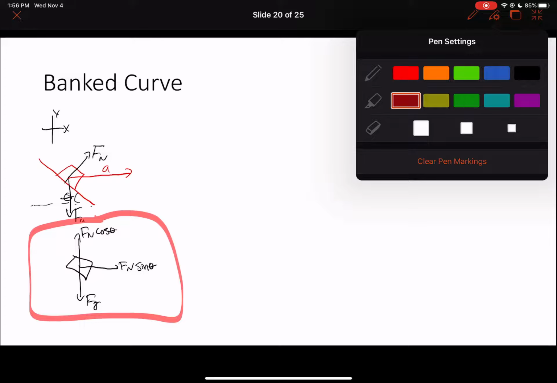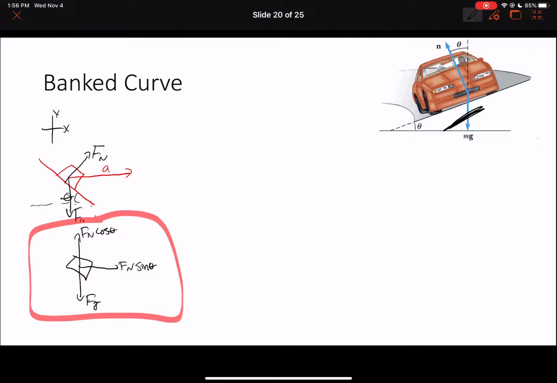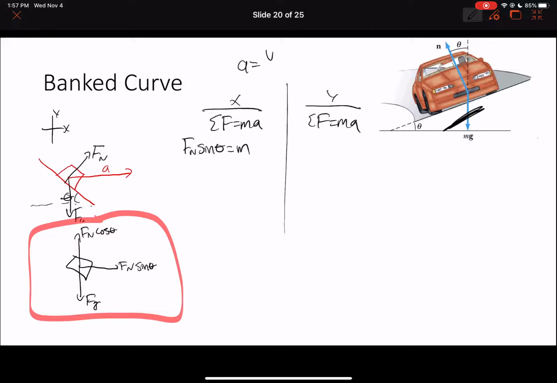Now that we got that, we can move on to F equals ma. We have two directions, and so we still want to do F equals ma in two directions. One for the x, one for the y. If you remember, we used to do t-charts. This is essentially a t-chart. I just didn't draw it in a t. If you want to, you can put a line down the middle. In the x direction, we only have one force, normal sine theta, and that's equal to the mass times our acceleration. But in this case, it's centripetal acceleration. We're moving in a circle, and so instead of writing a, we're going to write v squared over r.